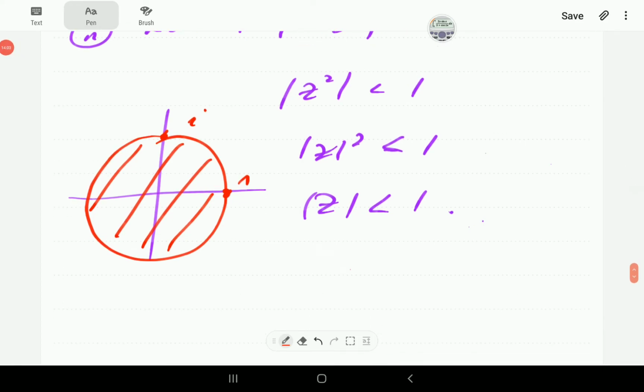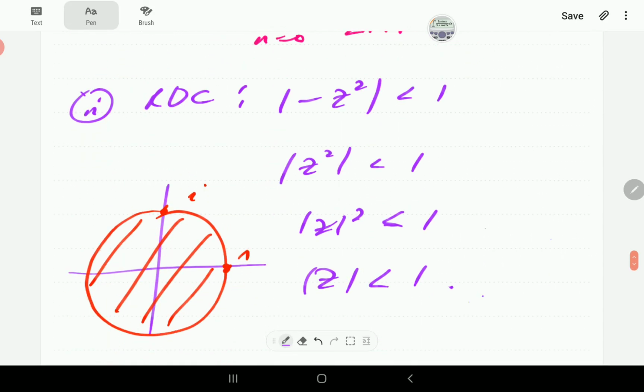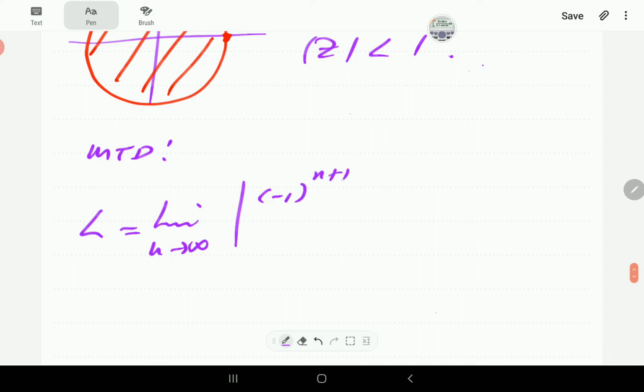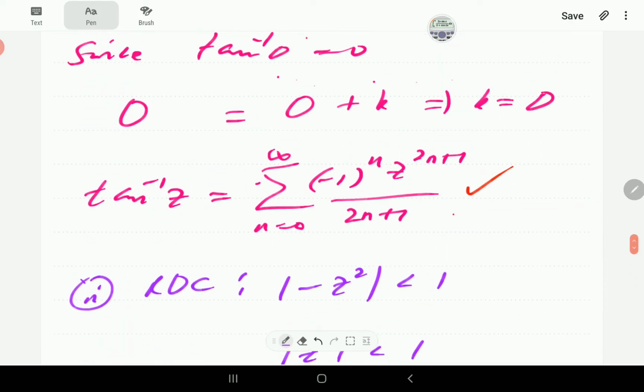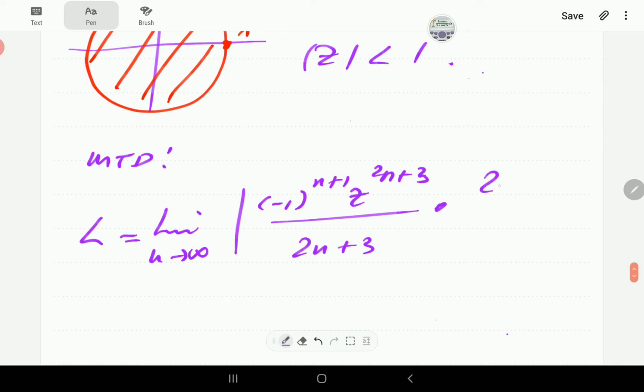That's method 1. The second method of doing this, of course, is using the ratio test. So in the ratio test, we're going to take the limit as n goes to infinity of w n plus 1, which is negative 1 to the power n plus 1, z to the power 2n plus 3, all over 2n plus 3. So just here, for every n, we replace it by n plus 1. Then we divide by w n, so that's 2n plus 1, negative 1 to the power n, z to the power 2n plus 1.